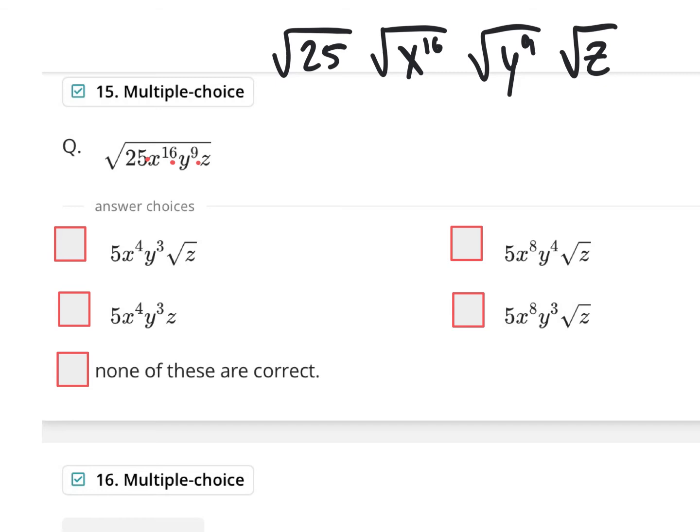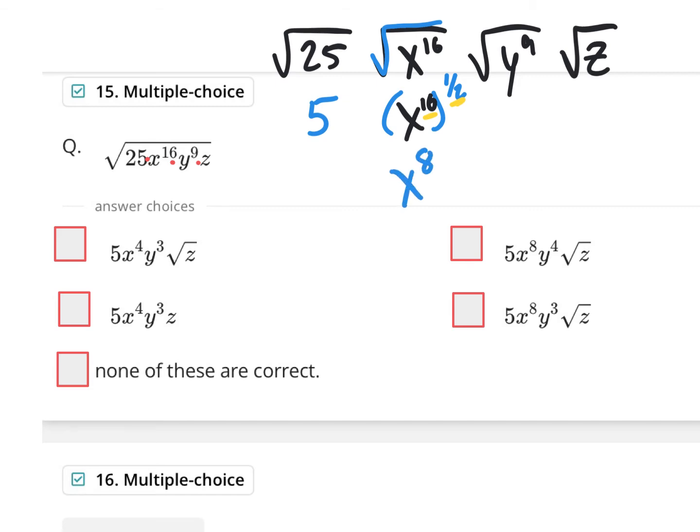The square root of 25 is 5, okay? Now, the square root of x to the 16th, I'm showing my work. I already know that the answer is x to the 8th, but let me show my work. The square root is really the power of 1/2. And on the inside of the parentheses, we have x to the 16th. And then I have a power to a power, which I must multiply using the rules of exponents. So 16 times half is 8.